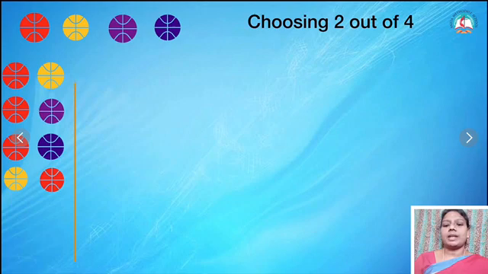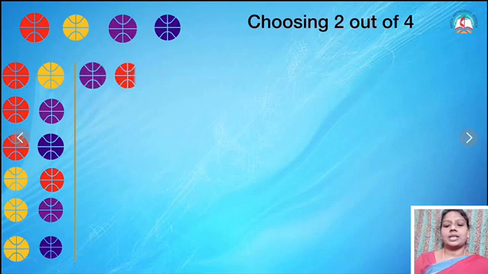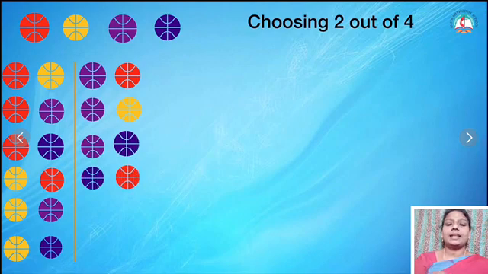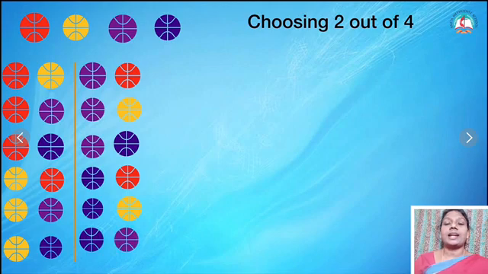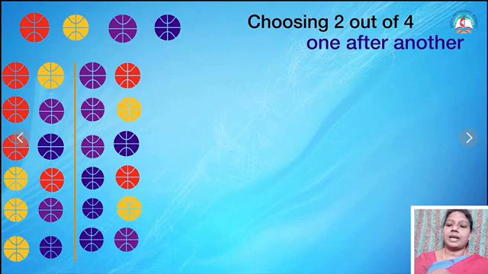How many ways are here? Here we are choosing two different color balls. If I choose it like this, then I will get 12 ways in total. If my question is one after another, then I have 12 ways. Is that clear? Because I am selecting one ball first, then I can select another ball.